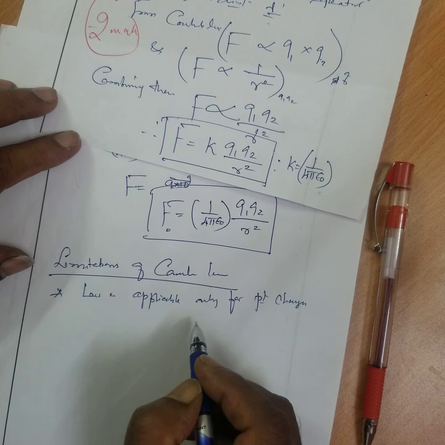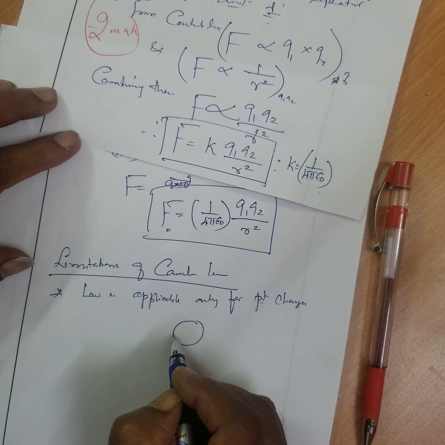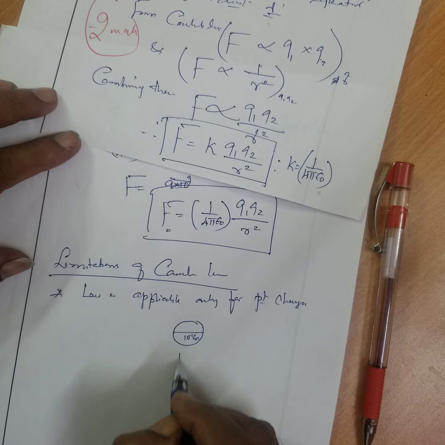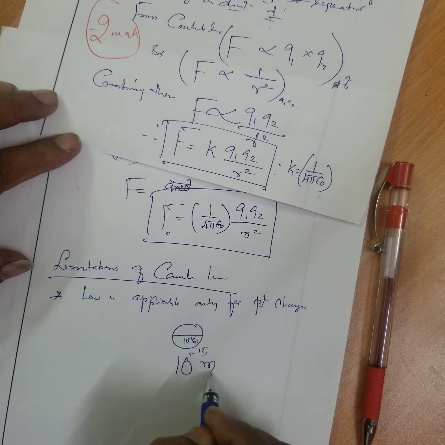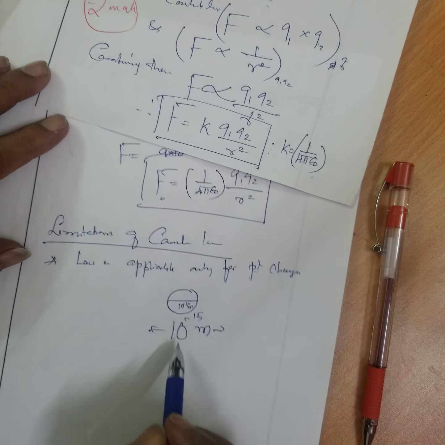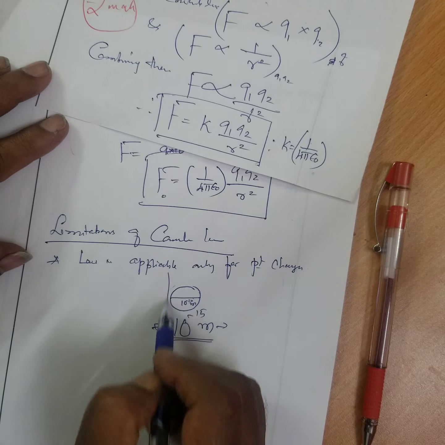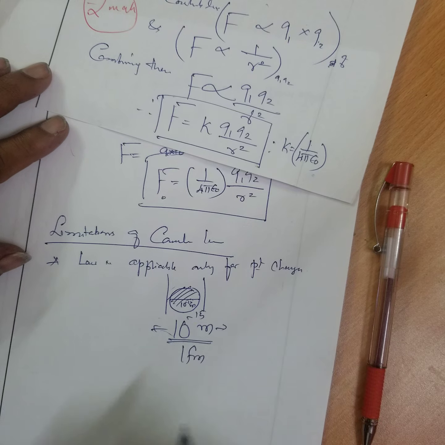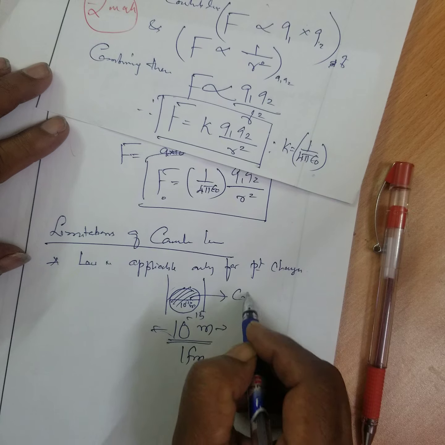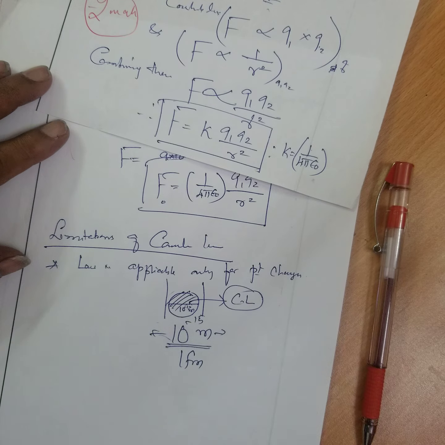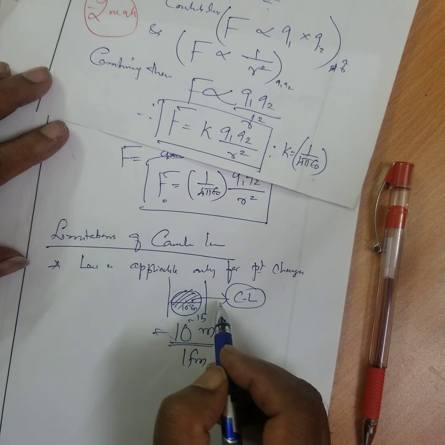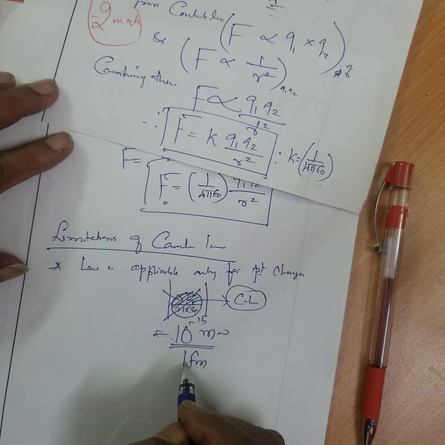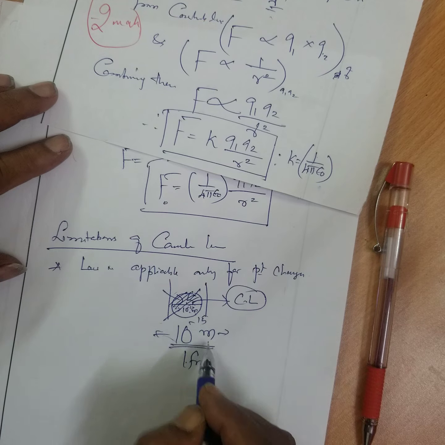And see, inside the nucleus, the distance is 10 to the power of minus 15 meter. If the distance inside the nucleus is called 1 Fermi, this Coulomb's law is not obeyed. That means inside the nucleus there is only attractive force.